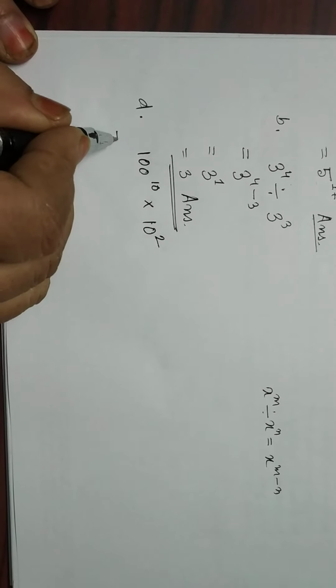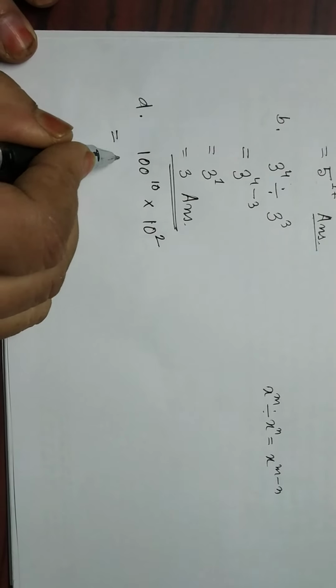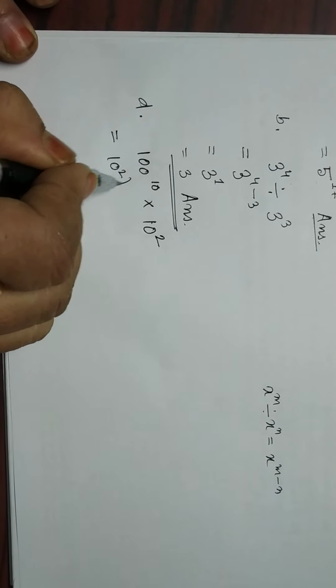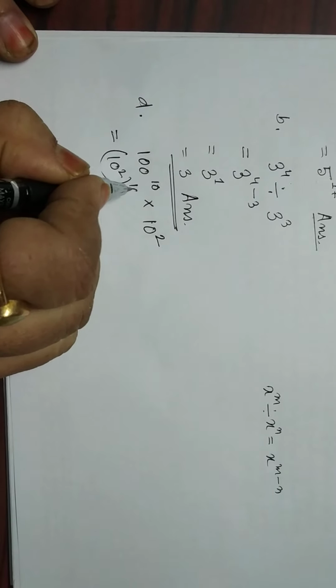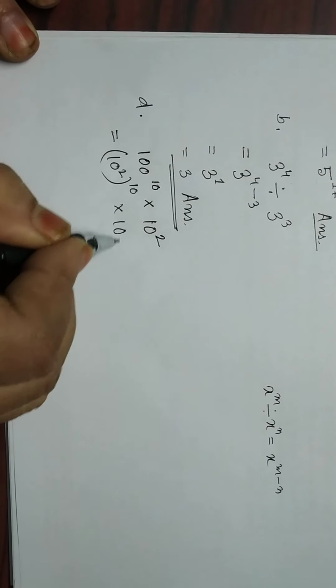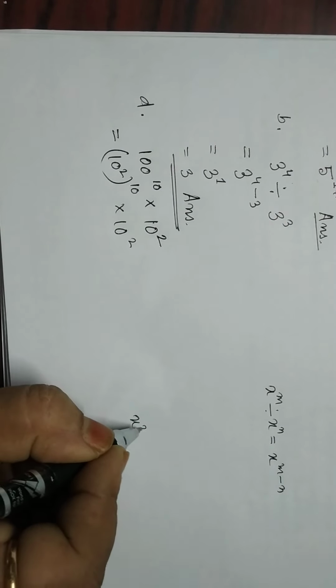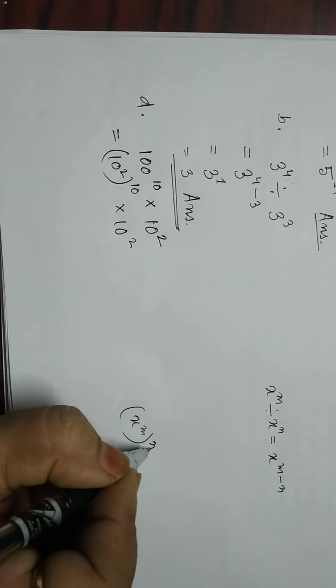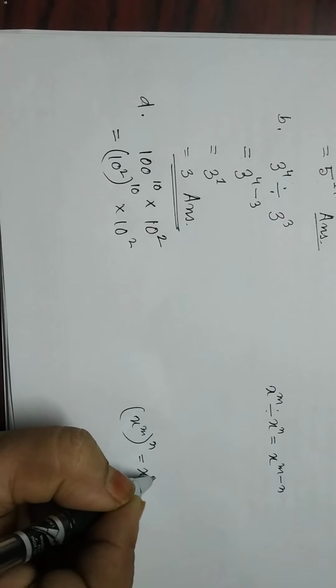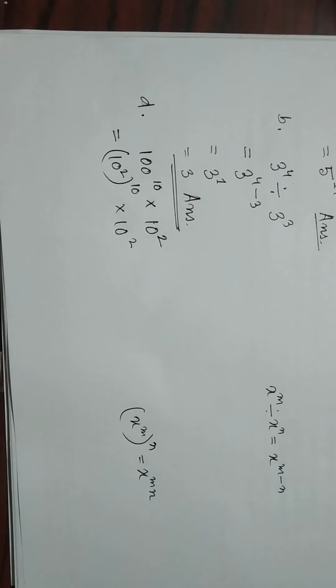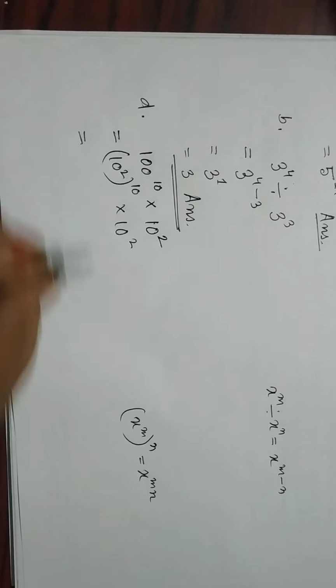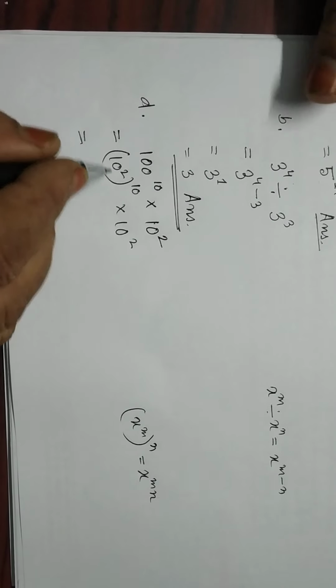Now this one, 100. 100 means how much? 100 we can write as 10 squared, and the whole thing to the power 10 into 10 squared. We know that x to the power m, whole thing to the power n, is equal to x to the power m into n. This law we have to utilize here.